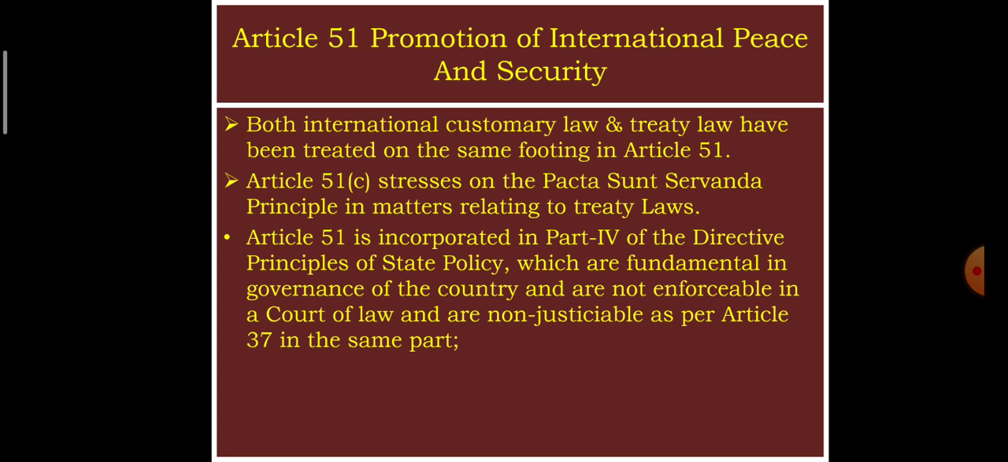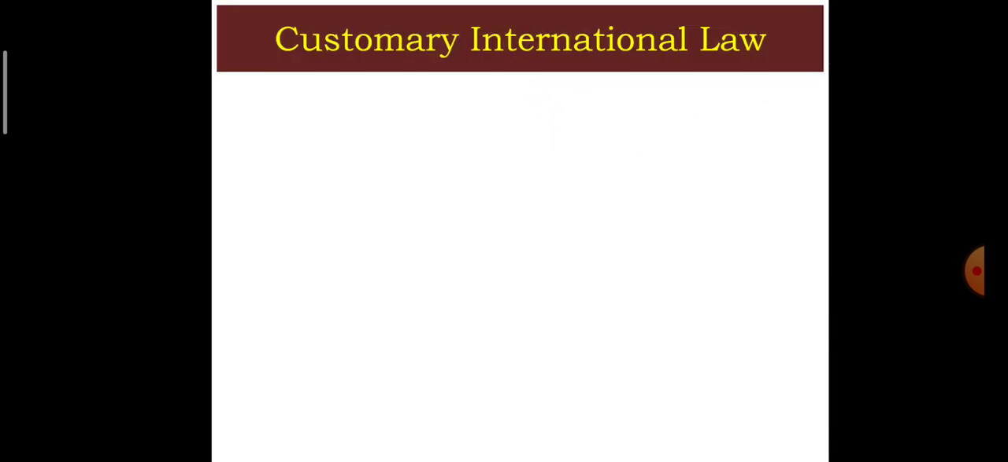Article 37 states that these provisions under Part 4, the Directive Principles of State Policy, are just a policy, and these policies are not enforceable in a court of law and are non-justiciable. Any individual cannot go to court and state that these international provisions have not been applied. No one, individually or as a group, can go and state that an injustice has happened to them in regard to the provisions of international law. So it is not clear how international law is applied in India.